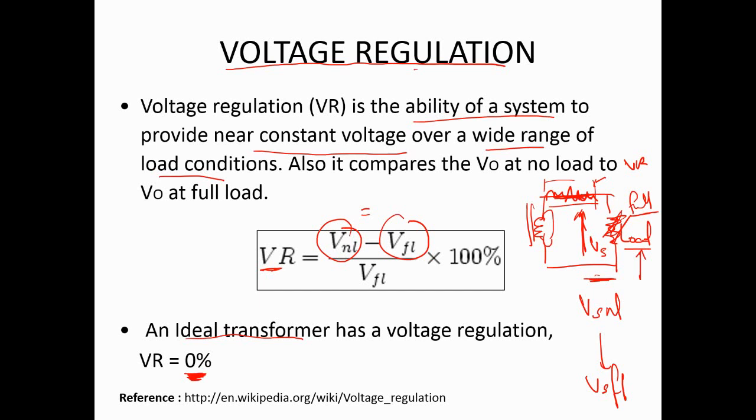So when there are resistances, there will be a drop of voltage, a drop of potential. When there is a drop of potential, it means VS here has to drop as well when there is load, right? So VFL in reality, in a more accurate case, will be lower than VNL. There's a small percentage difference here. So that's the case of a more accurate and not so ideal transformer.